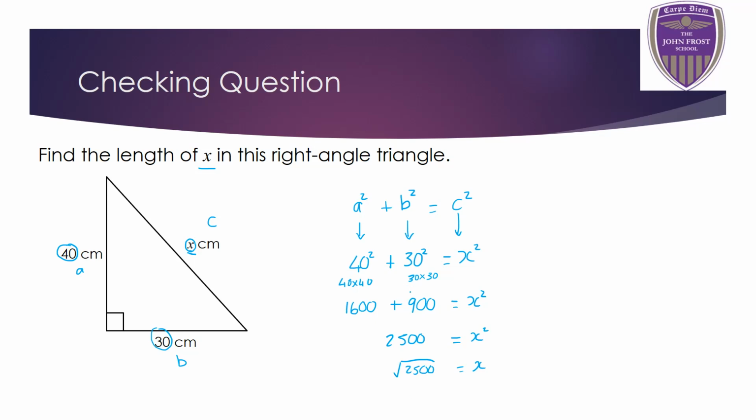That's not straightforward at this stage, so you may use a calculator to find the square root of 2,500. So type that on your calculator. It tells us on a calculator that that is equal to 50. So we know that the length on this diagram for X is 50. So X is equal to 50 and the length is 50 centimeters.